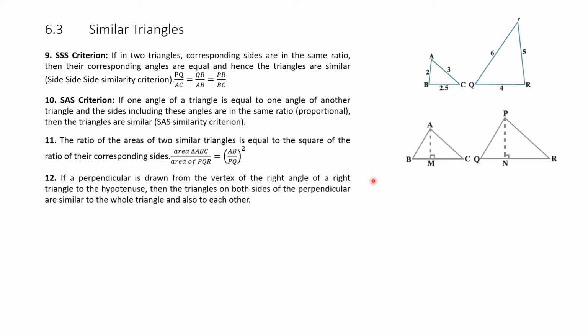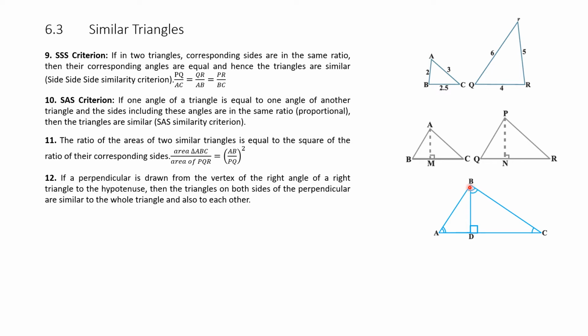If a perpendicular is drawn from the vertex of the right angle of a right triangle to the hypotenuse, then the triangles on both sides of the perpendicular are similar to the whole triangle as well as to each other. See, this is the perpendicular. BD is the perpendicular drawn in a right angle triangle. AC is the hypotenuse. Angle D is a right angle, and angle B is also a right angle.